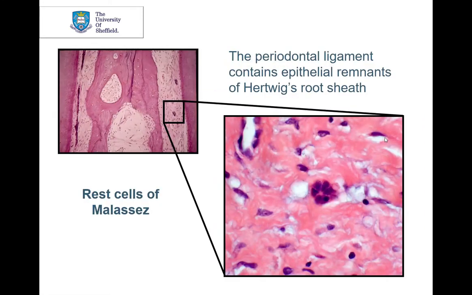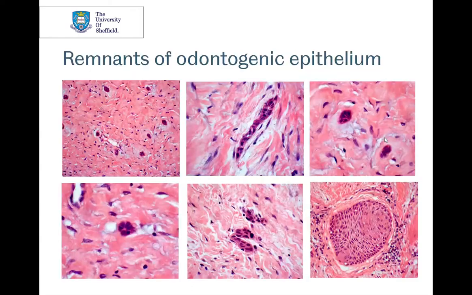Here's our cell rest of Malassez. That's a remnant of the root sheath of Hertwig in the periodontal ligament. And as I said, that gives rise to the epithelium for a radicular cyst. These will vary in their shape and their size, how big they are, but one thing is true for them all. Under normal circumstances, they're not proliferating, they are quiescent, and so we don't really see cell division or anything like that in them. That is something which needs to be provoked in order to get a cyst lining, which brings us to the second point.